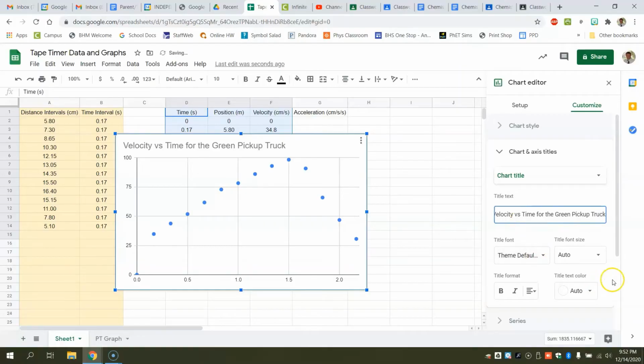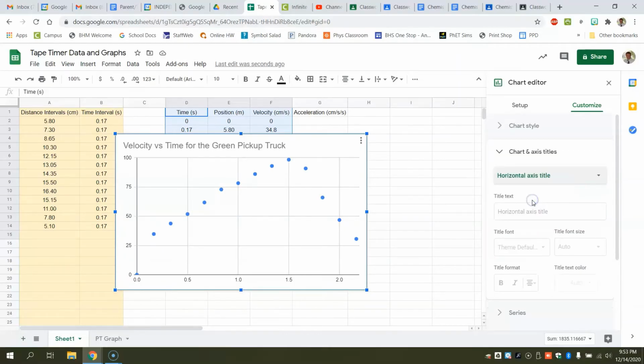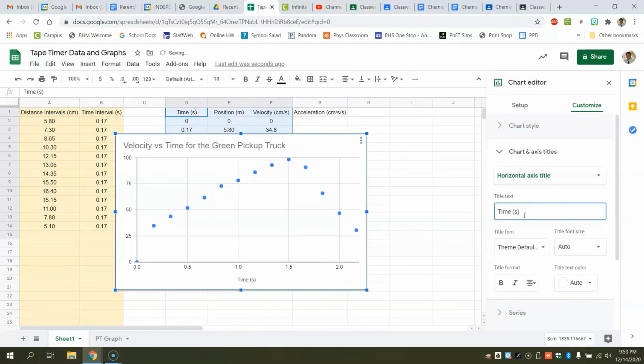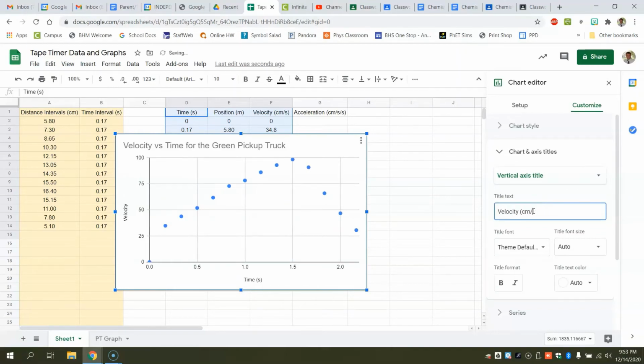Okay, and then we need to label our axes. Now under the chart title, there's going to be the horizontal axis title, which is going to be time measured in seconds, and the vertical axis is going to be our velocity measured in centimeters per second. And then we should have our axes labeled.